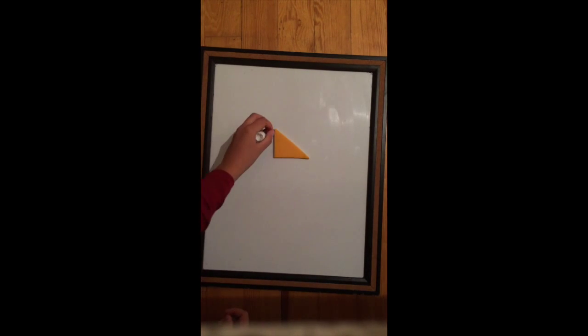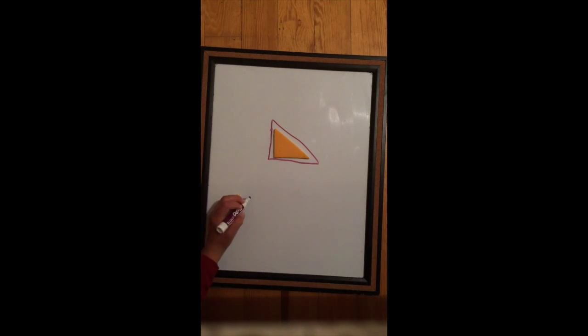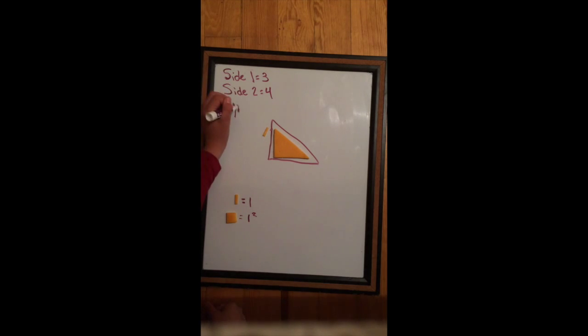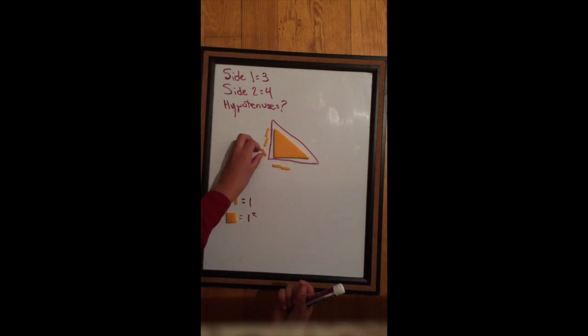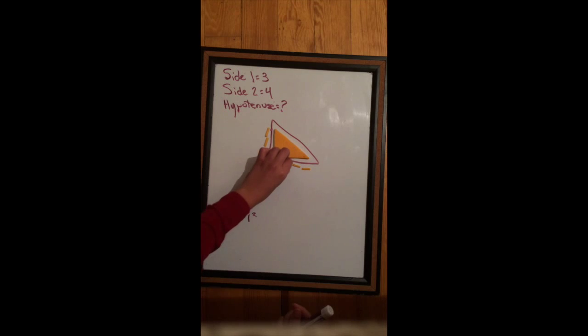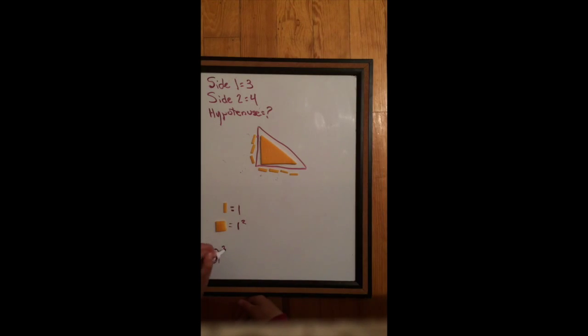Let me demonstrate this with cheese. We start out with the right triangle. Then we go on to say that a sliver equals 1 and a square equals 1 squared. So let's give this triangle side lengths and do an example. Side A equals 3, side B equals 4, and we are trying to find side C. Let's start by giving A side 3 slivers and the B side 4 slivers. Then we'll consult our equation. And the equation is a squared plus b squared equals c squared.